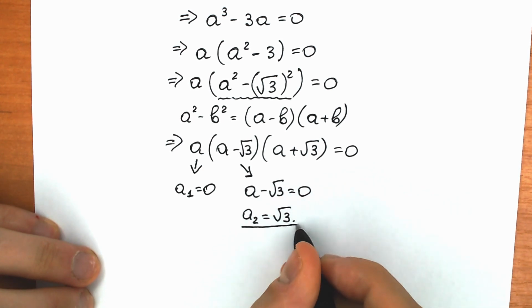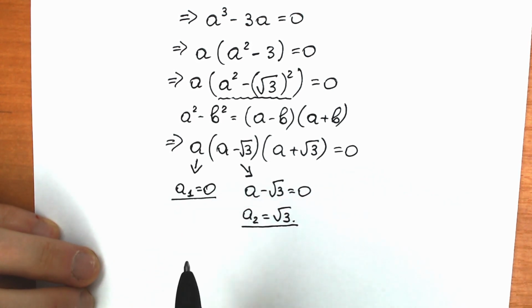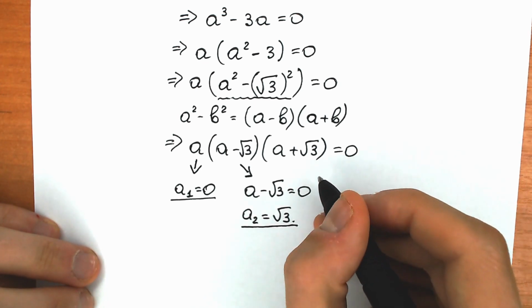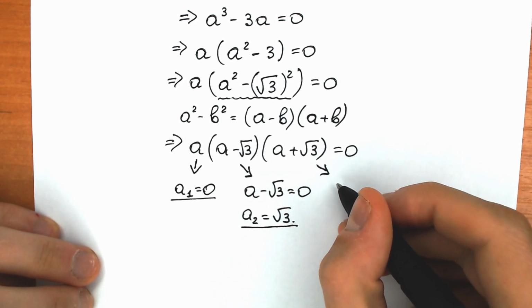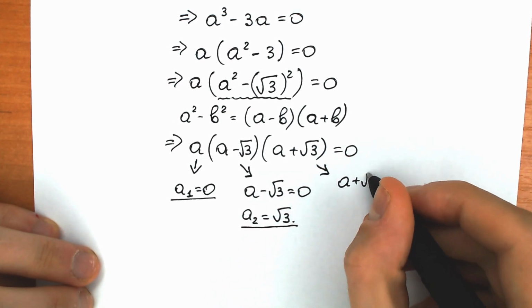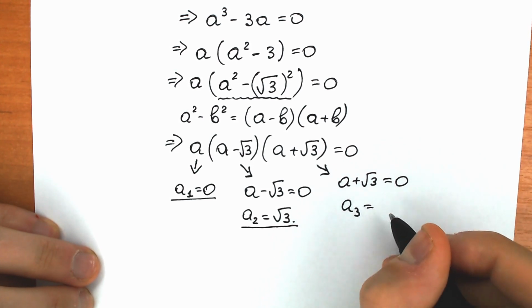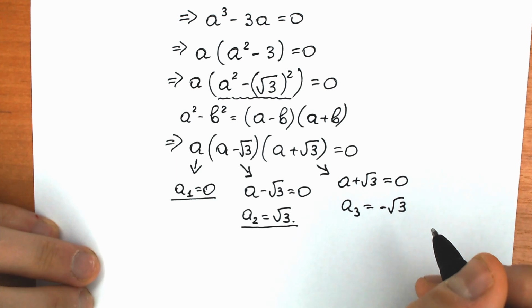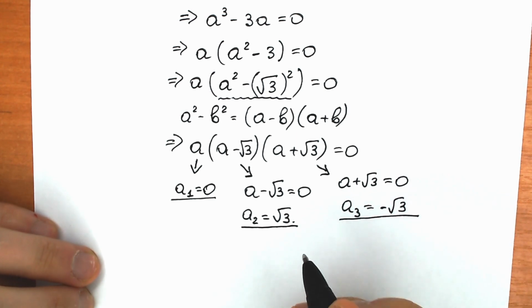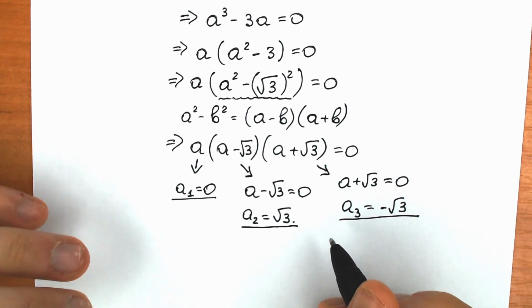So we have a second equal to square root of 3, a first equal to 0, and we have a third. It looks like minus square root of 3, but let's check it. So a plus square root of 3 is equal to 0. So from here we have a third is equal to minus square root of 3.